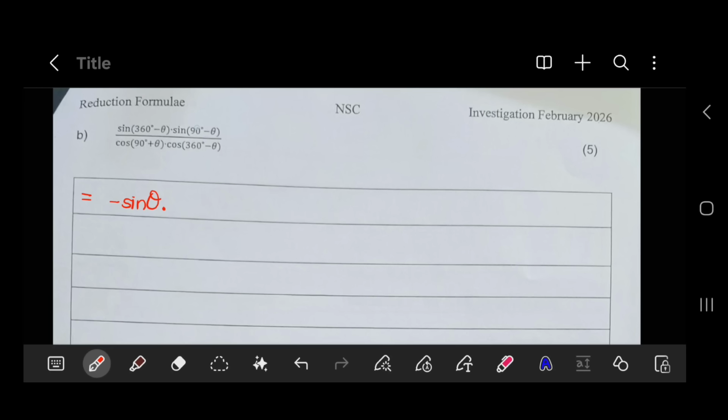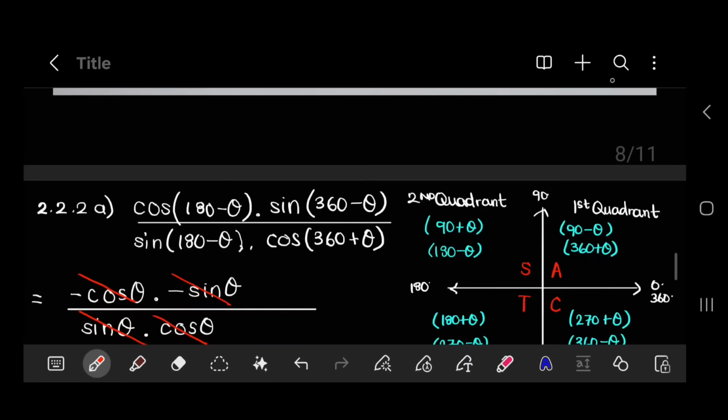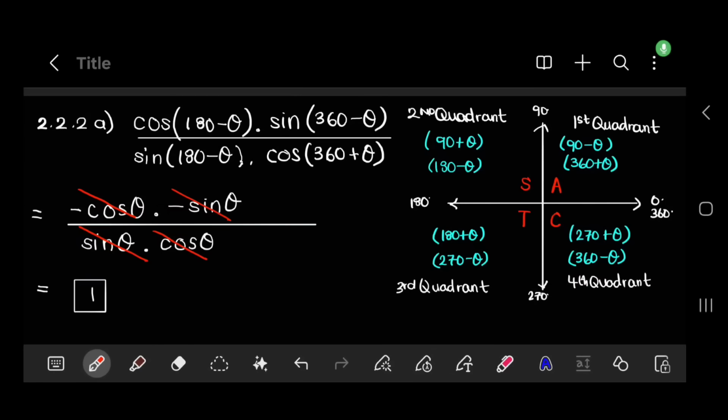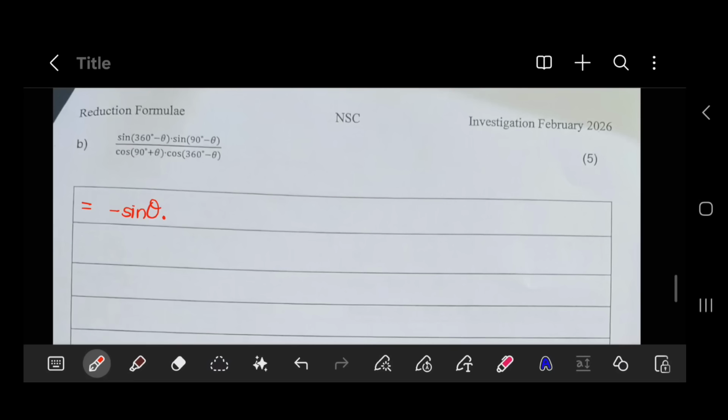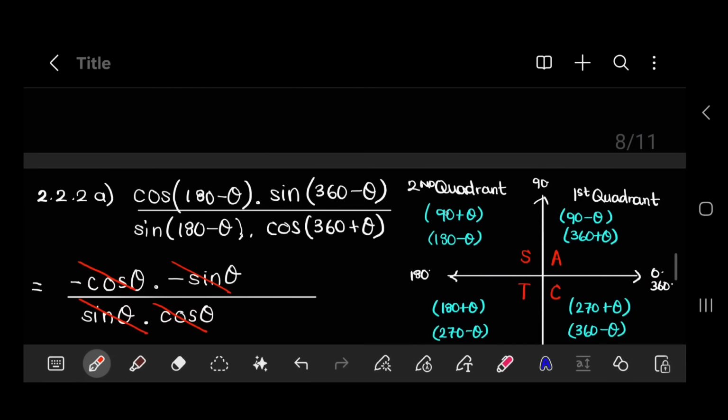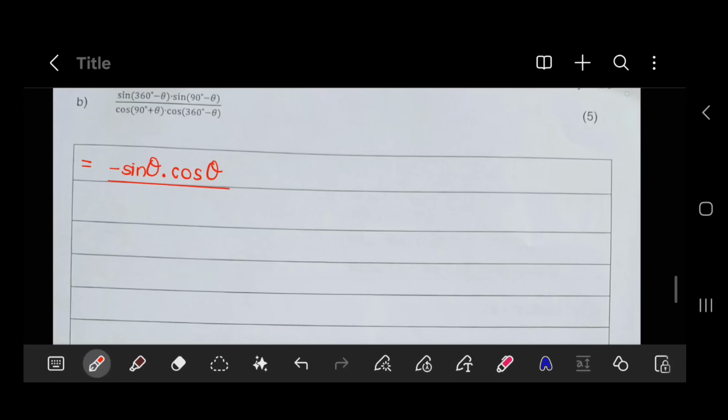Next, we have sine of 90 minus theta. 90 minus theta lies in the first quadrant where all the trig ratios are positive. However, we have learnt that 90 minus theta changes sine into cos. So that is going to become cos theta. In the denominator, we've got cos of 90 plus theta. 90 plus theta is in the second quadrant where cos is negative. However, the 90 changes cos into sine. So that becomes negative sine theta.